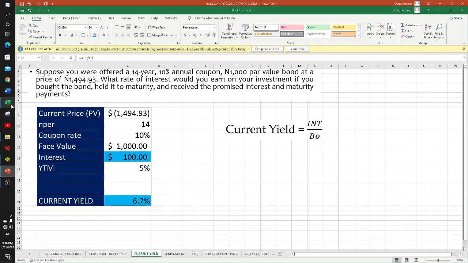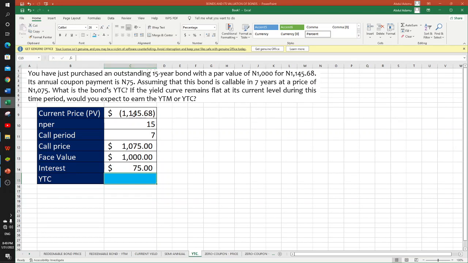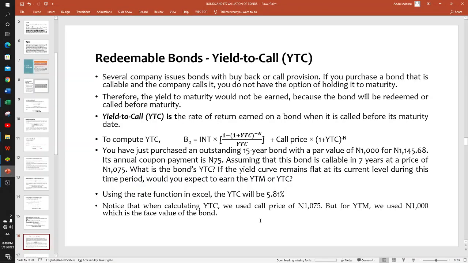But let's go to our Excel and see the yield to call. This is the formula: this is the current price, this is the call period, this is the call price. For yield to call, we are still going to use our rate formula. The period, we are going to use 7, the call period. Then the PMT 75, comma, the present value is this price, comma, the future value is going to be the call price. Then enter. So 5.81%. This confirms the computation we are seeing here.